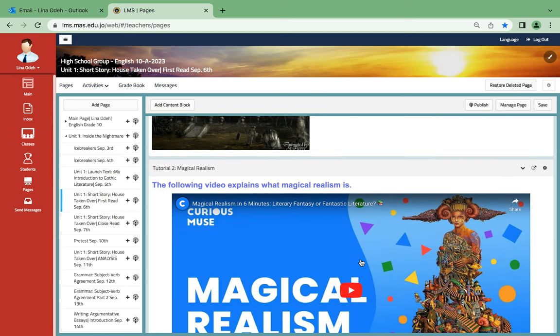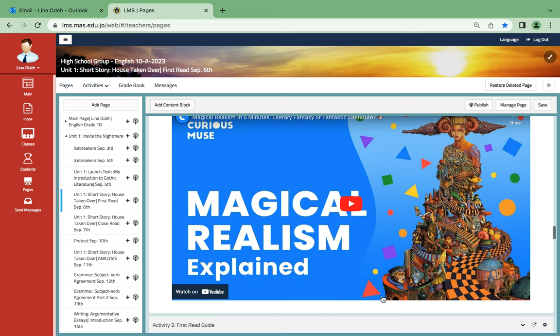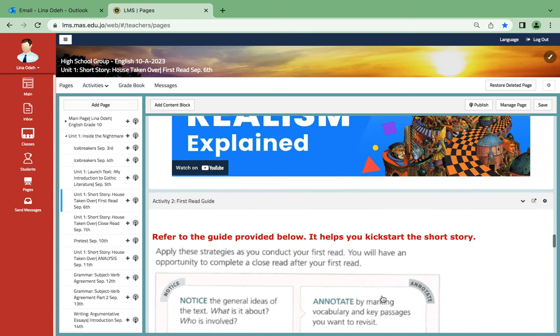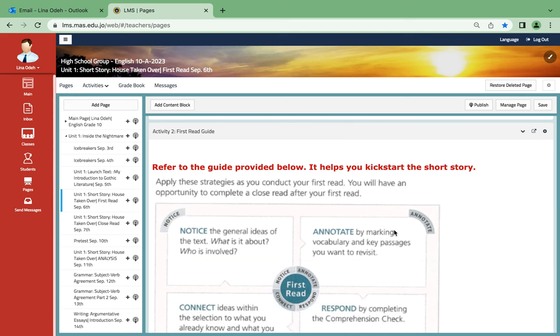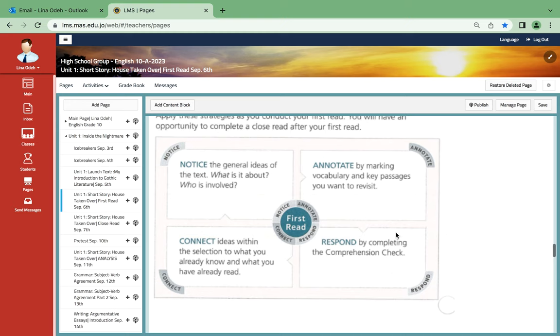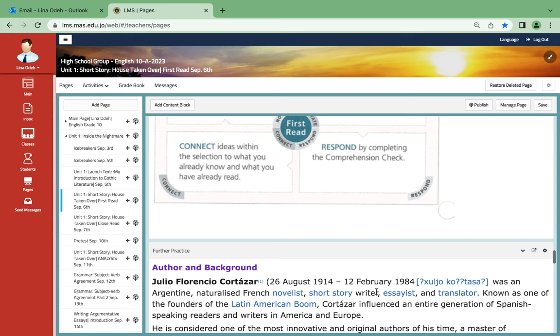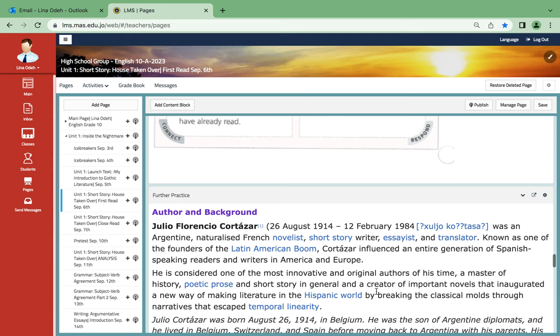As for the second one, we also have to visit the idea of magical realism, which is what the story is based on. There is another activity which is called First Read Guide. In this one you will be noticing the general ideas, then annotate by marking vocabulary and key passages. Connect ideas within the selection, then you will respond by completing the comprehension check once you're done with the story.